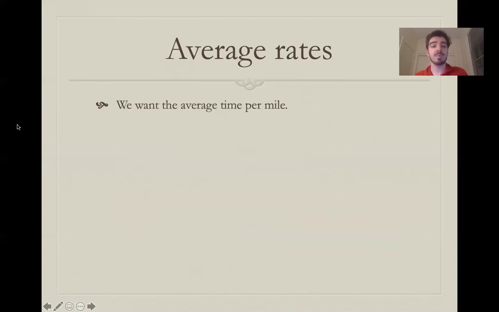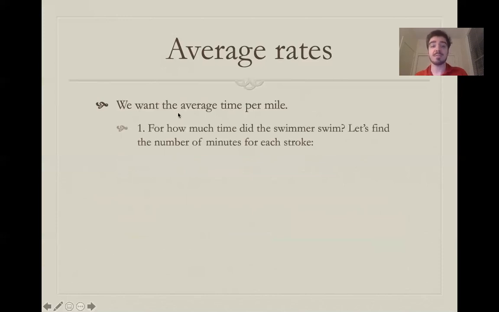Okay, so we want the average time per mile. That's an average rate. Let's follow our 3 steps. First, we need to figure out this is x per y. Let's figure out how much x we have. How much time did this take? And for each of those strokes, it took her a different amount of time.